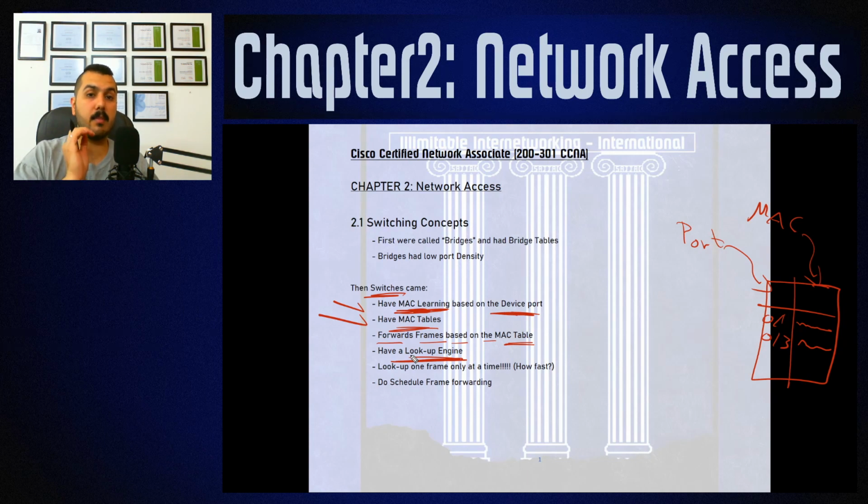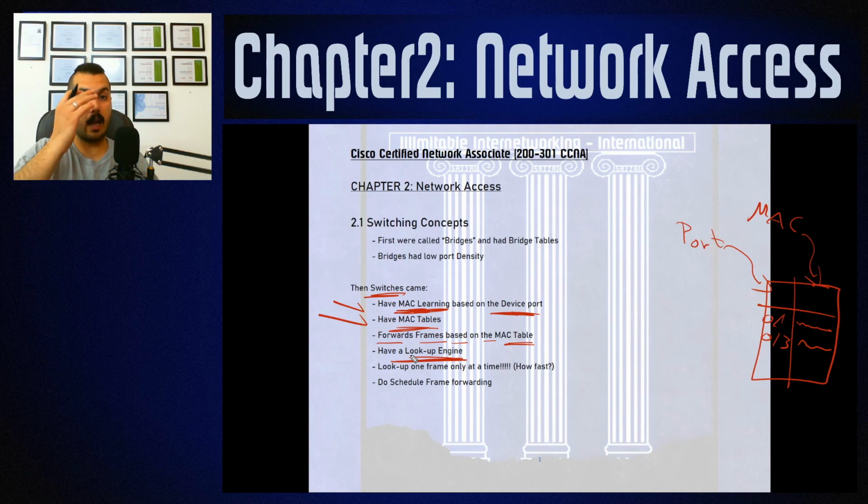So the first frame came from David seeking John. I will check the source is from David, the destination, the source MAC address is the MAC address of David, the destination MAC address is the MAC address of John. So go ahead, I will switch you to John.